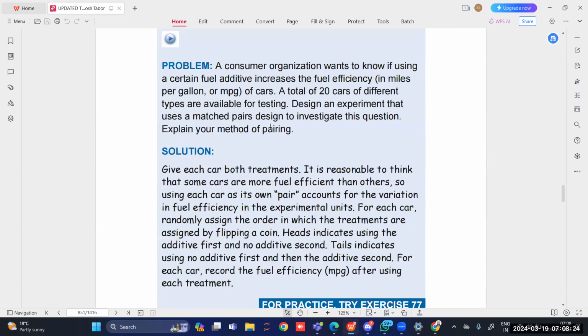So this is a problem. A consumer organization wants to know if using a certain fuel additive increases the fuel efficiency of cars. A total of 20 cars of different types are available for testing. Design an experiment that uses a matched pair design to investigate this question. Explain your method of pairing.